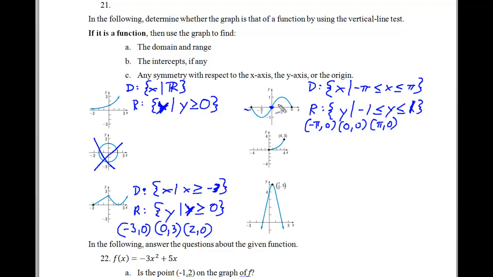There is symmetry around the origin if you rotate this 180 degrees. This has 180 degrees rotational symmetry. So this would go to this side and that would go to that side. So there's some rotational symmetry for you. All right, so let's move to this next problem here.